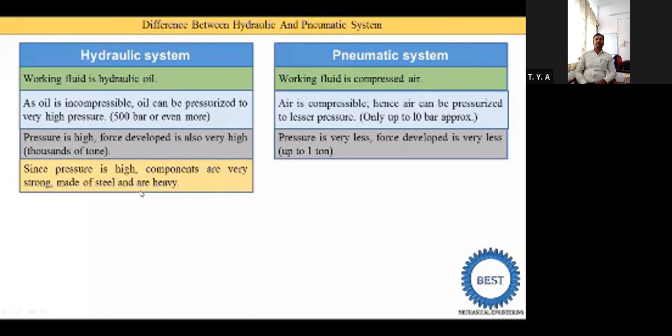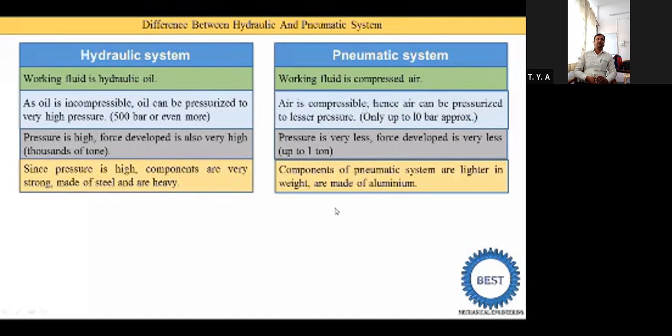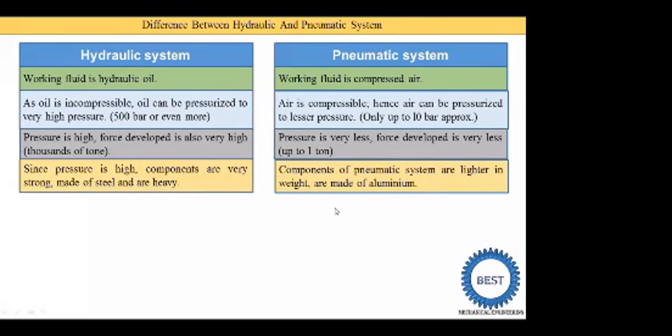Similarly, we know that in a hydraulic system, the pressure inside the system is higher. So we need to use heavy components, or the thickness of the material must be larger. In a pneumatic system, the components are lighter in weight and are made of aluminium, because there is very little pressure inside the system. So we do not require heavy steel components in the pneumatic system.